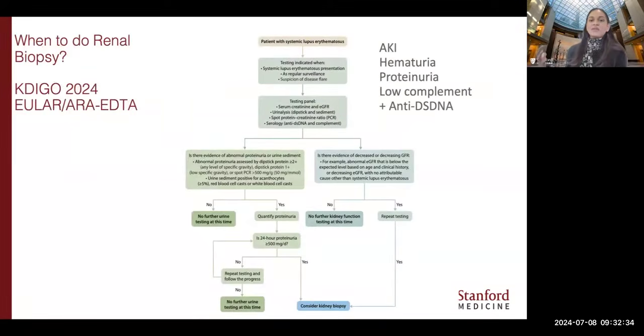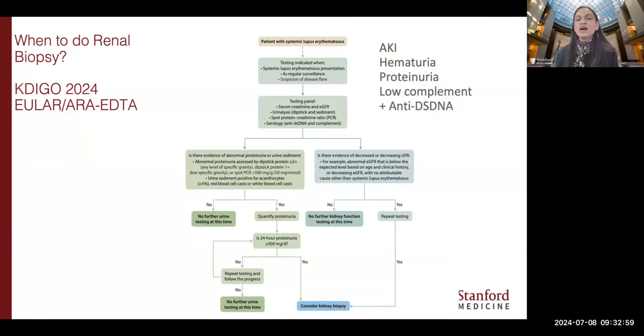But the biggest thing about our diseases, or the biggest thing about the patients that come to see me, is who should get a kidney biopsy. So again, a kidney biopsy can be a very invasive procedure. Basically, we're sticking a needle in this patient's kidney. And again, the kidney is a very vascular organ. And so there's definitely a higher risk of bleeding.